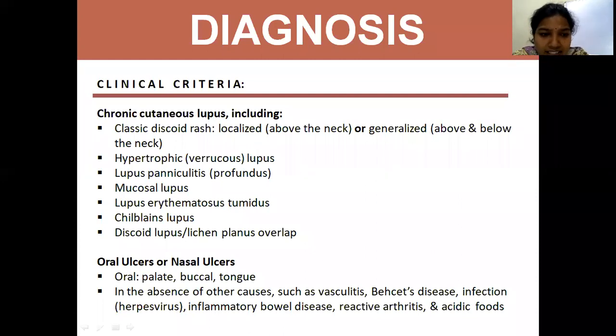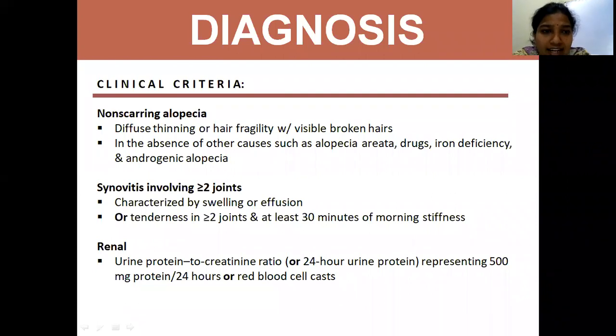Oral ulcers or nasal ulcers. Oral ulcers of the palate, buccal mucosa, and tongue are commonly involved. These are the most common places where ulcers are seen, in the absence of other causes such as vasculitis, Behçet's disease, infection, IBD, reactive arthritis, and acidic foods. Non-scarring alopecia, with diffuse thinning of hair, fragility, and visible broken hairs, in the absence of other causes such as alopecia areata, drugs, iron deficiency, and androgenic alopecia.